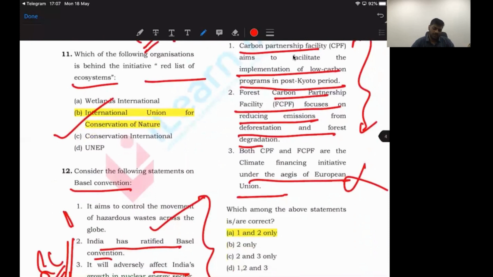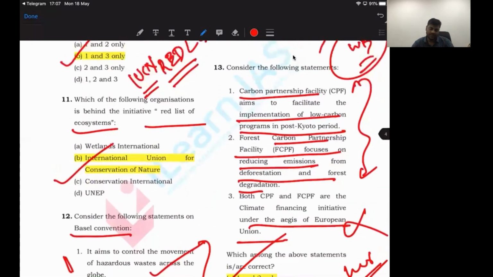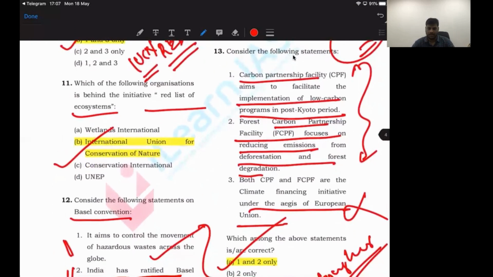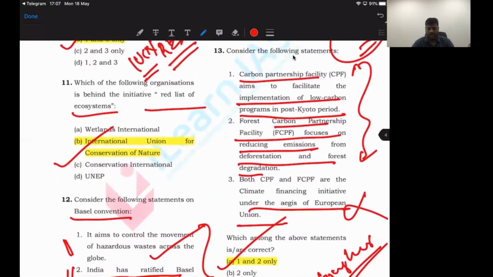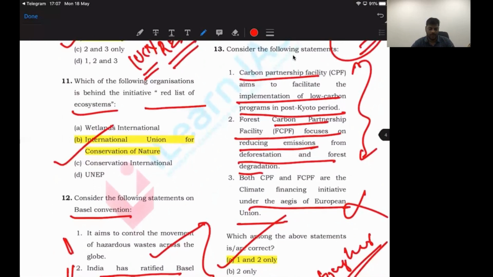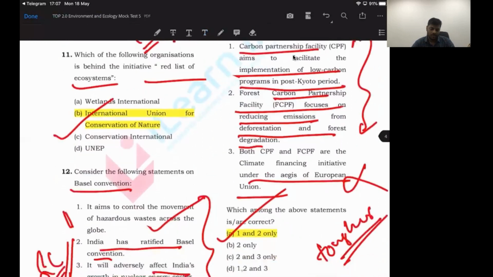So if you know the fact, you can get it. It's actually a tougher one. Only if you have the fact can you solve it. So take this information from here, CPF and Forest Carbon Partnership Facility. Study their objective. Got it. Now let me move to the 14th one.